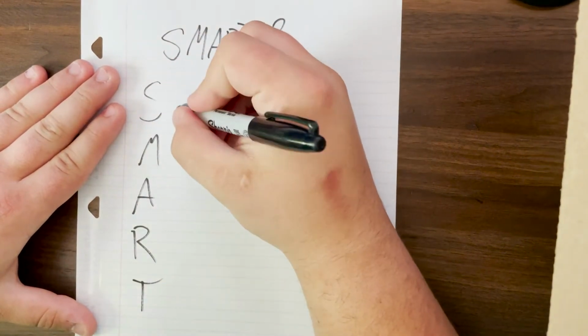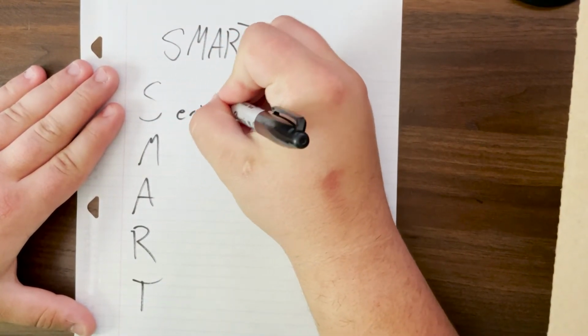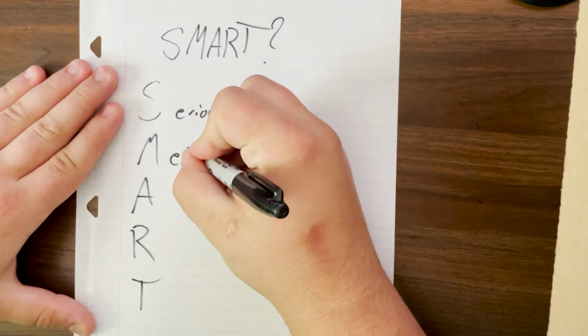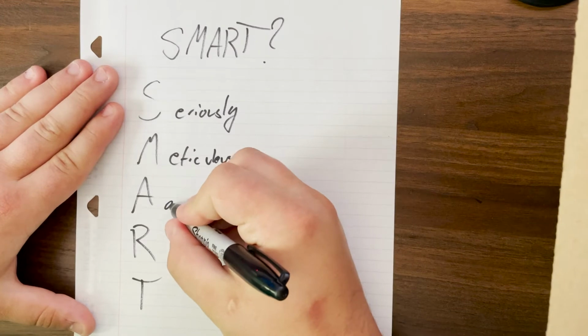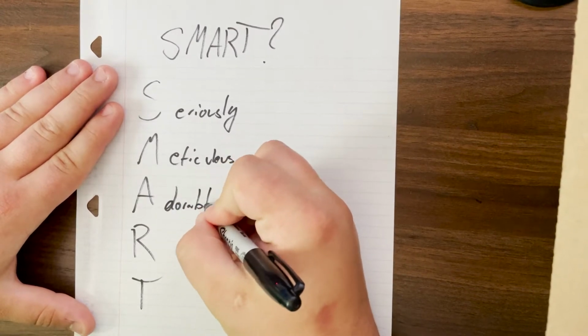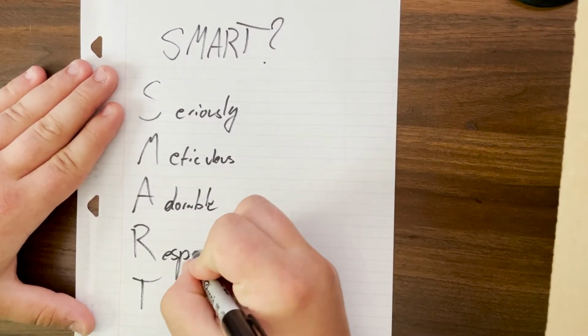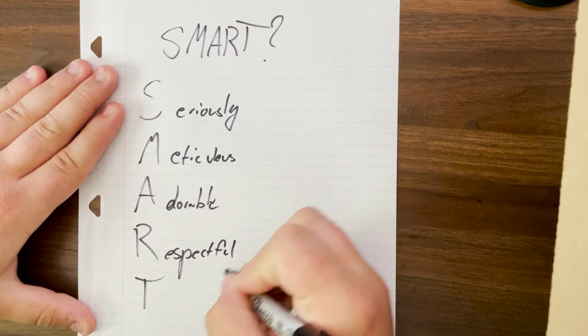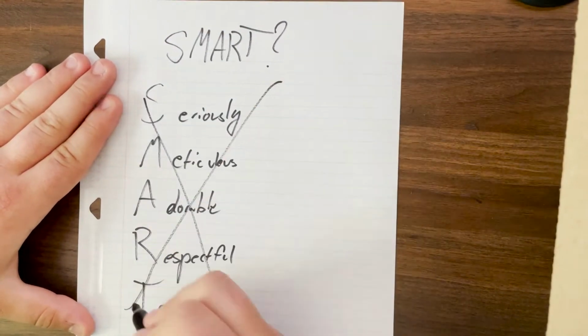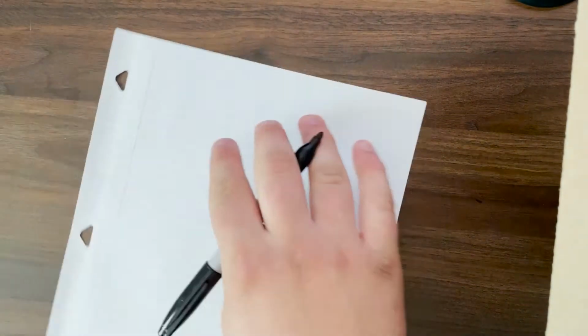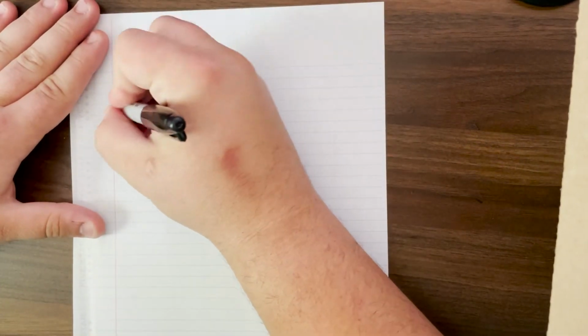Something like seriously, meticulous, adorable, respectful, toddlers. But that is not what this means at all. Our SMART goals are more something like this.